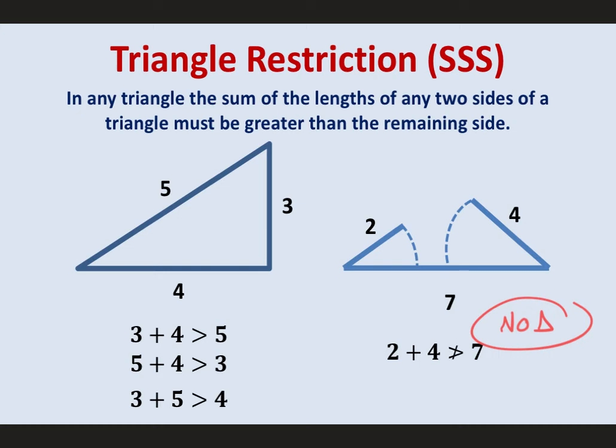So when you get a side setup, you should absolutely check this, because if you don't check this, you'll start doing some math and you're going to run into a bunch of weird issues. So make sure you check this first and foremost, that the two smaller sides add to be bigger than the third. If they don't, you just write no triangle and you get to be done with the problem.